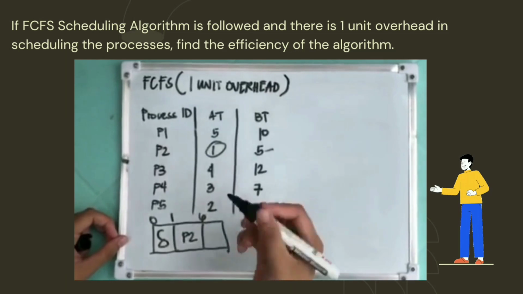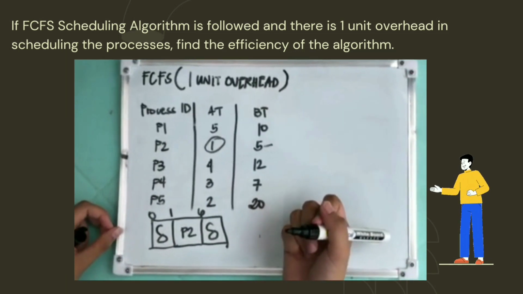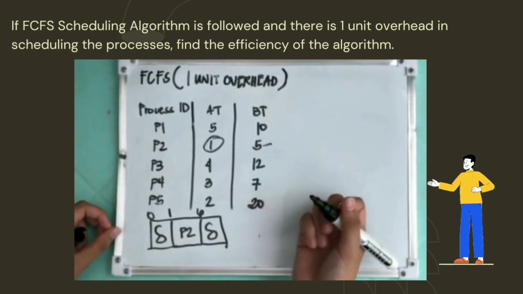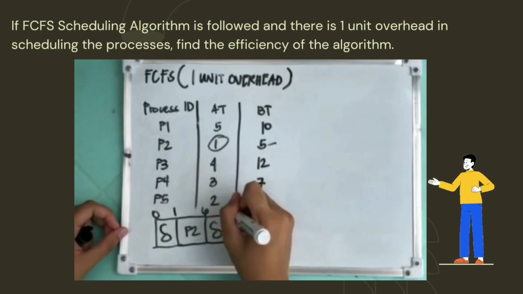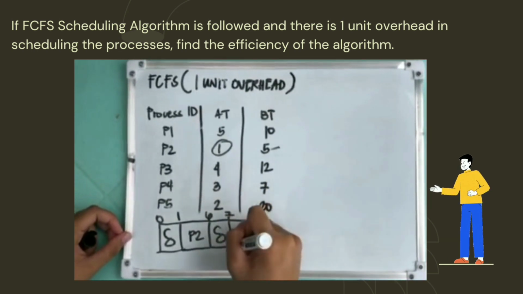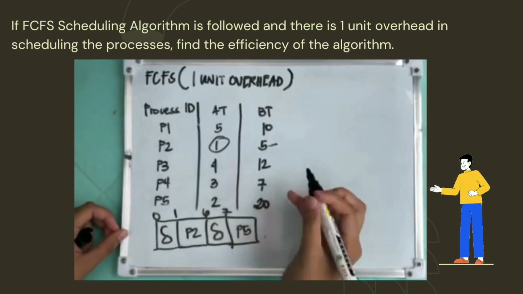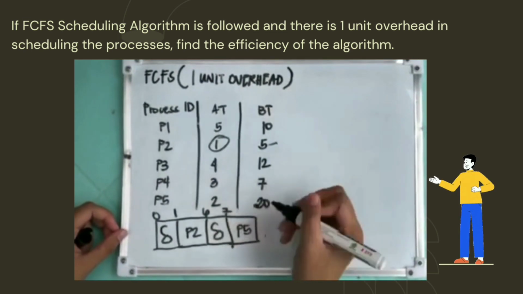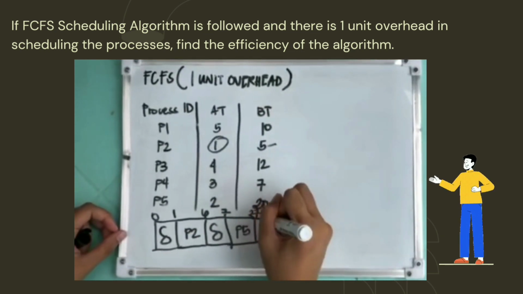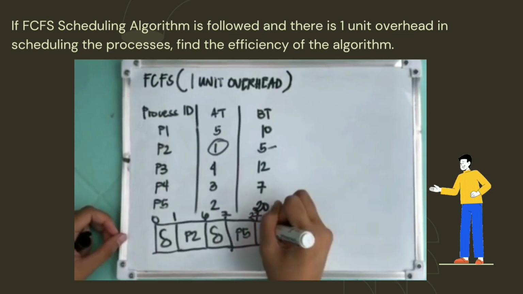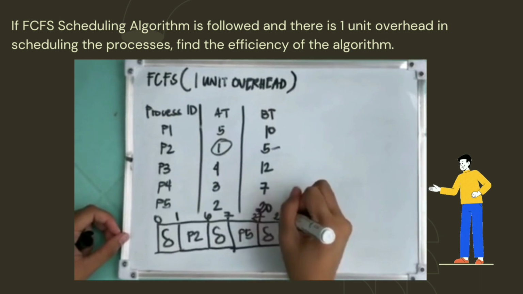Ang next is unit overhead ulit. Dahil every matatapos yung process ay magkakaroon ng unit overhead. So, mag-a-add ulit tayo dito ng 1. 6 plus 1 is 7. Ang next naman na dumating is si P5. Si 7, ipa-plus natin kay 20. So, 27. Ngayon, magkakaroon ulit dito ng unit overhead. Mag-a-add ulit tayo dito ng 1.